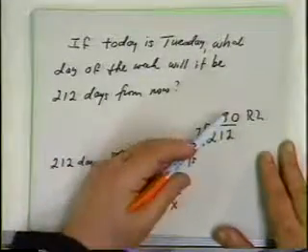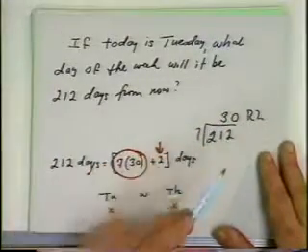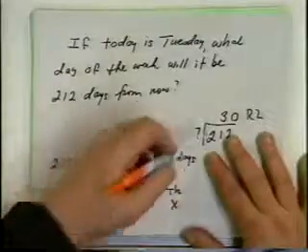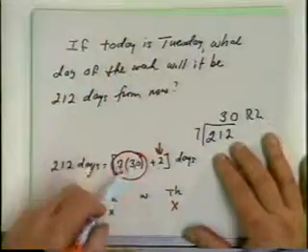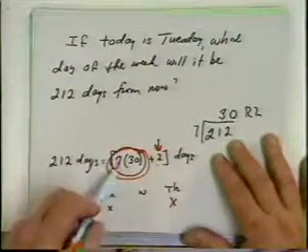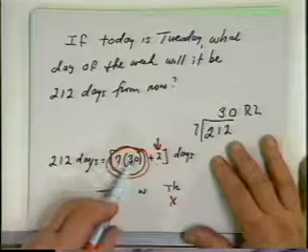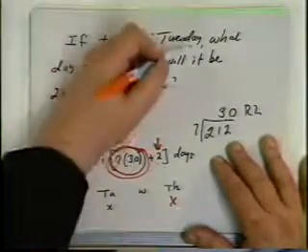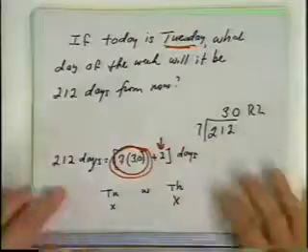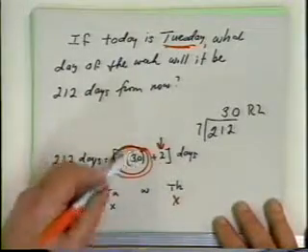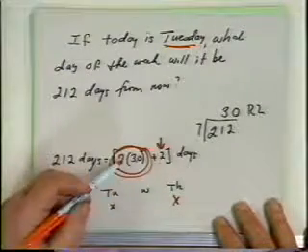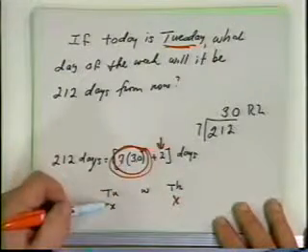Well, 212 divided by 7 is 30 with a remainder of 2. What does that tell us? Look, this tells us that 212 is 7 times 30 plus 2. Well, the point is, if you count off 7 days 30 times, every 7th day brings you back to the same day of the week. Okay? So therefore, 7 times 30, if you start on a Tuesday, the 210th day is still going to be a Tuesday.